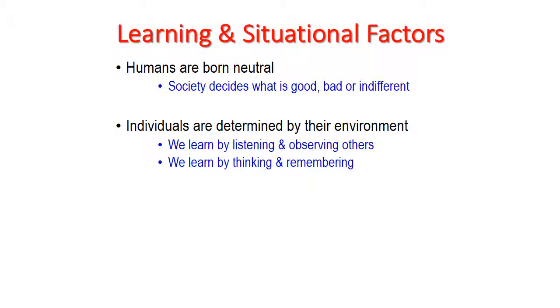In fact, it is through the experiences of interacting with others and living within a society that they decide what is good, bad, or indifferent, and they learn this through the social norms of the environment that they live in. They also propose that individuals are determined largely by their environment, and therefore we learn what is right or wrong, what behaviors we want to follow or not follow, by listening and observing others' behaviors, that is modeling. And we also learn by watching the consequences of their behaviors, processing this information, and remembering whether their actions were rewarded or punished.